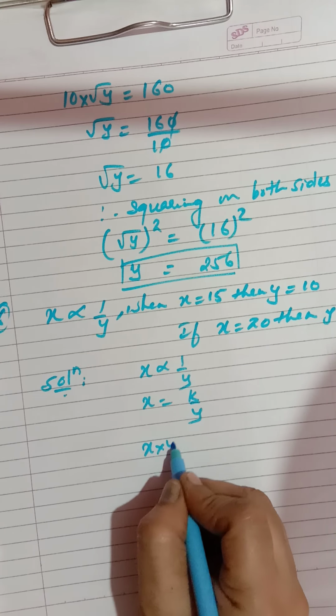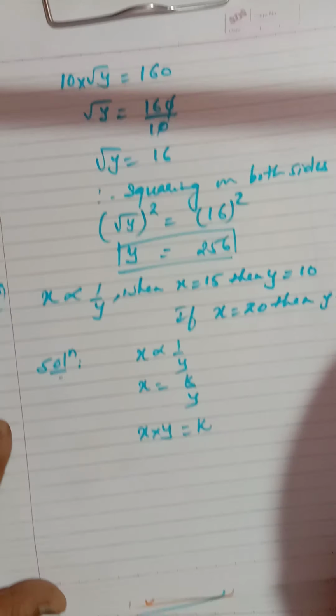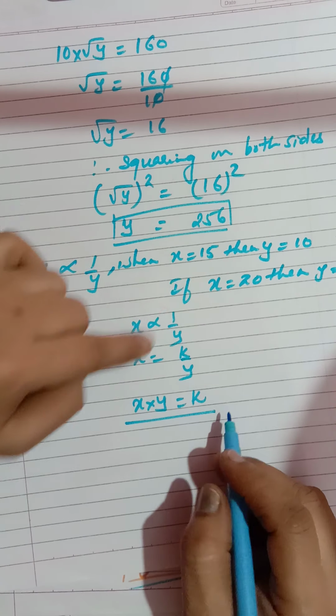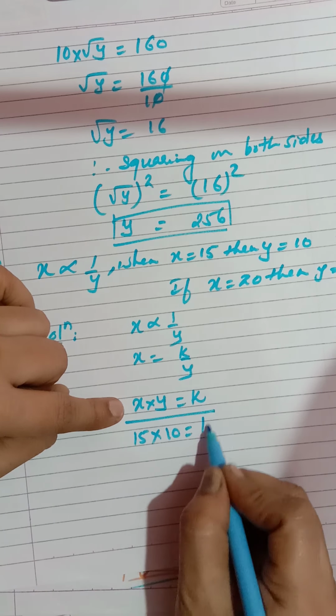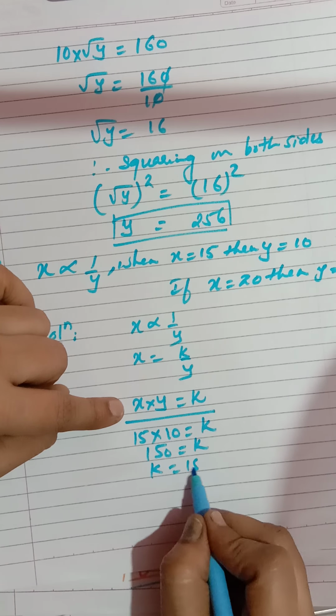Therefore k into x into y, x into y is equal to k. Now children, after you get this step, substitute the values. X is 15, y is 10, so that is equal to k. So 150 is equal to k, k is equal to 150.